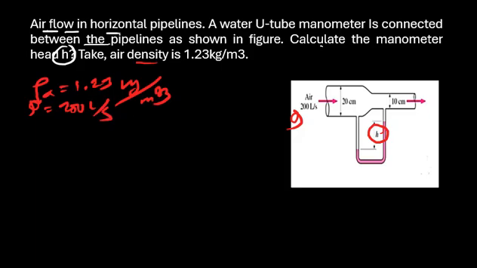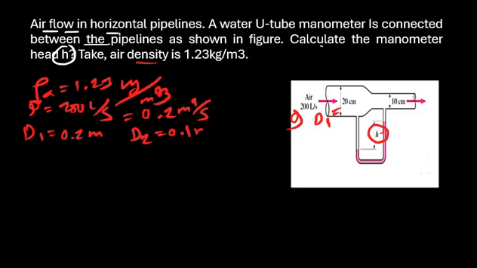Q is given. Q is 200 liters per second. We can convert that to meter cube, 0.2 meter cube per second, right? And then we know the diameter d1 is given as 20 centimeters, that means 0.2 meter, and the d2 diameter is also given as 0.1 meter.